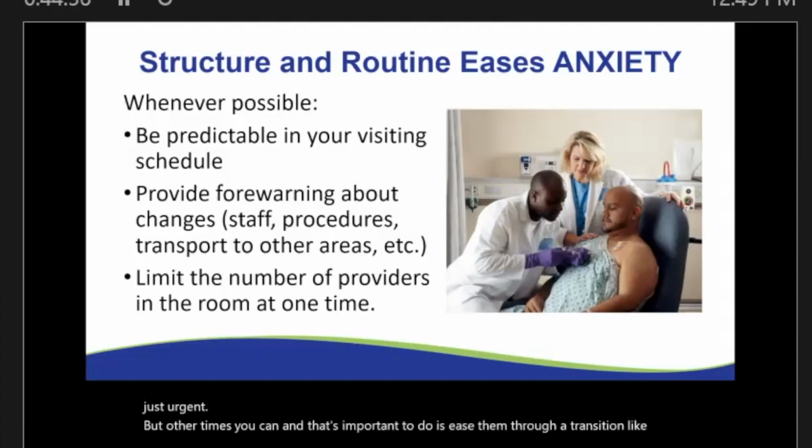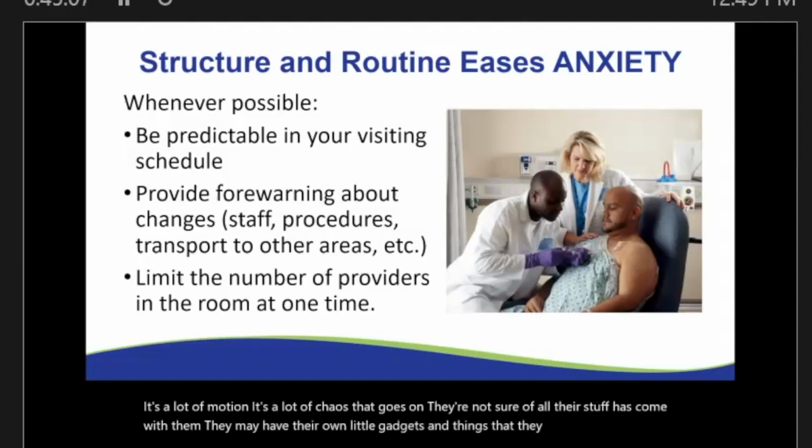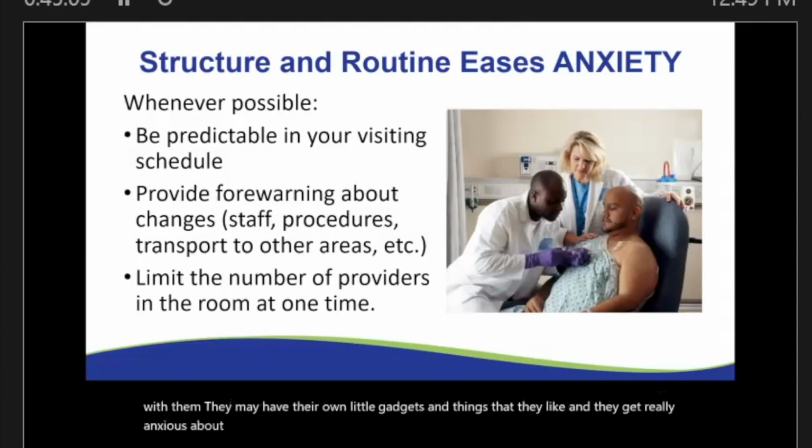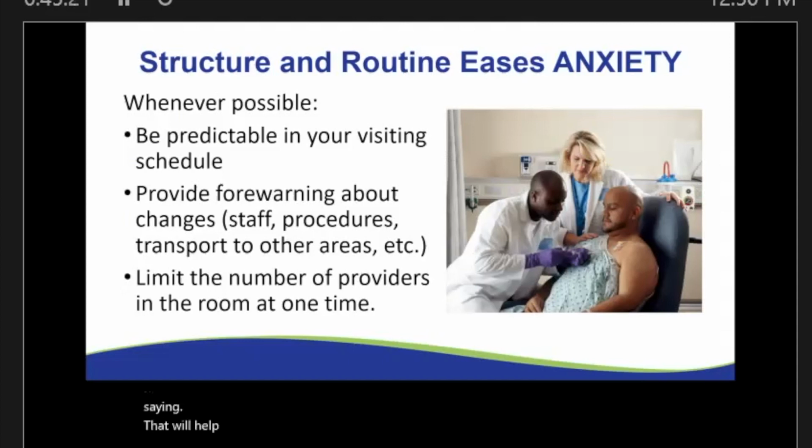It's a lot of motion. It's a lot of chaos that goes on. They're not sure if all their stuff has come with them. They may have their own little gadgets and things that they like, and they get really anxious about it. They may even fight you if you're moving them too fast through that transition. If you can help them, I'll show you a couple things you can try saying that will help them to make that transition.